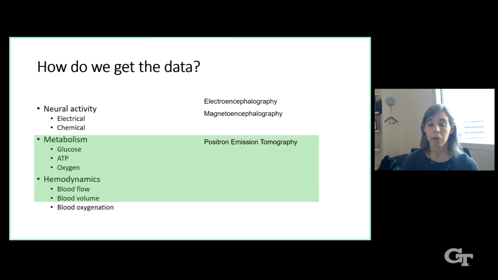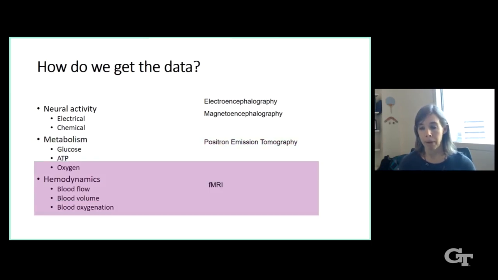But if we are willing to step away a little bit from the neural activity, we can look at these metabolic changes especially well with PET, positron emission tomography. Now that does require that we inject a radionuclide, but it has decent spatial resolution, on the order of a few millimeters. And the temporal resolution, on the other hand, is very slow, usually minutes, maybe even tens of minutes. That's kind of the downside of PET.